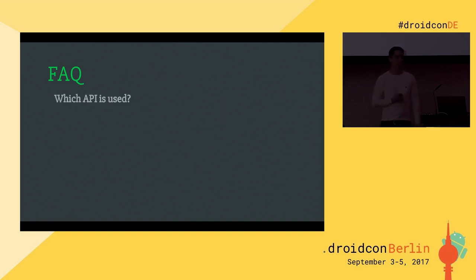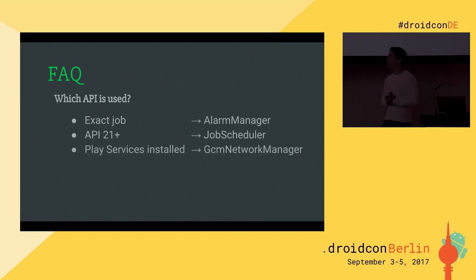So the first question, which API is used? It depends on your job. If you have an exact job, then we will always use the alarm manager because simply there is no other API for that. If we are on API 21 and above, then we always will use the job scheduler. Below that, we will use the GCM network manager if the Google Play services are installed, and otherwise we will use the alarm manager as a fallback.